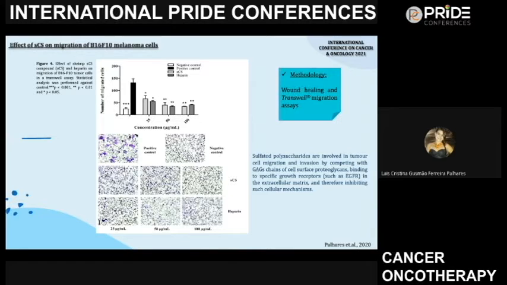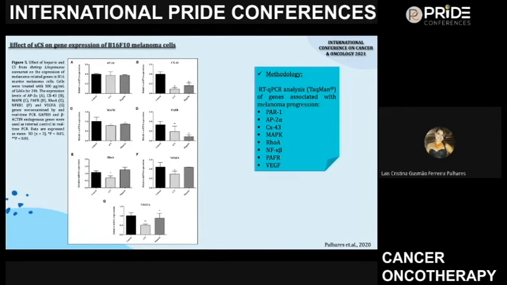So this is one of the hypotheses here, at least so far, for these results. And when we had all those results, we started to get more curious, and then we decided to see if the presence of the SCS in the medium could somehow modulate the expression of genes that are important for melanoma progression. So what we see here is we did the RT-PCR and we chose genes that were related to melanoma progression.